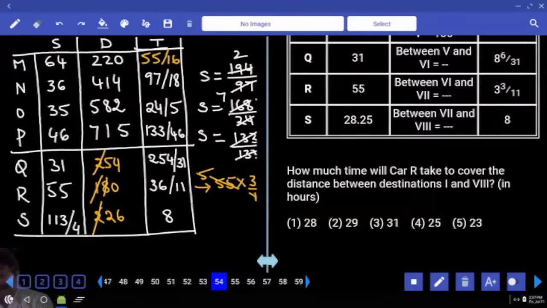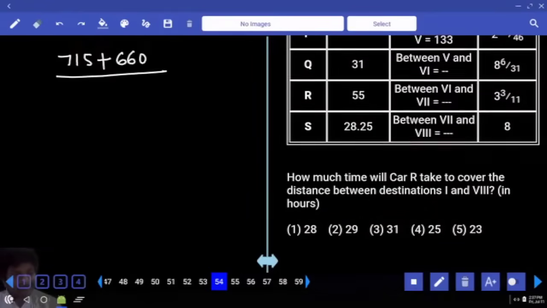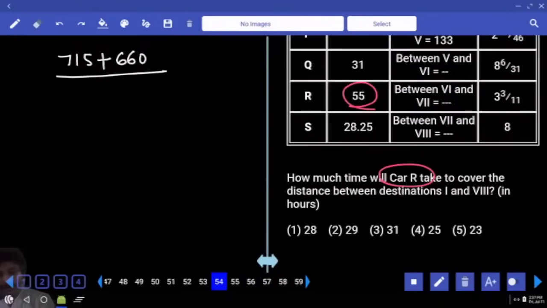Total 660 plus 660. This is the total distance to be covered by the car, where R's speed is 55. This value is equal to 1375 divided by 55. Correct? Cancellation with 55 directly. Are you comfortable with 55? 55 2 times 110, 275, 5 times, 25. Fourth option.